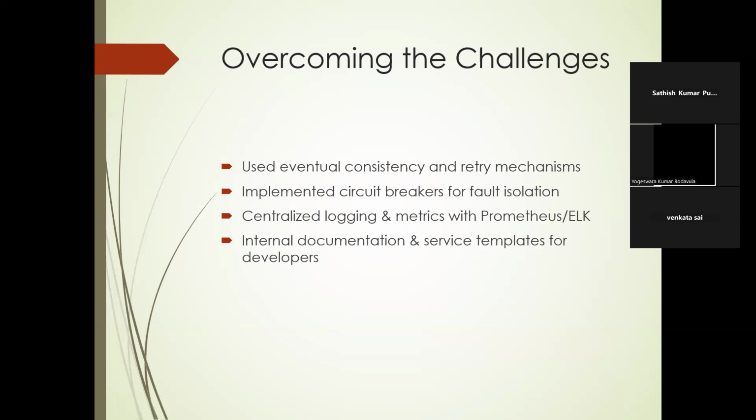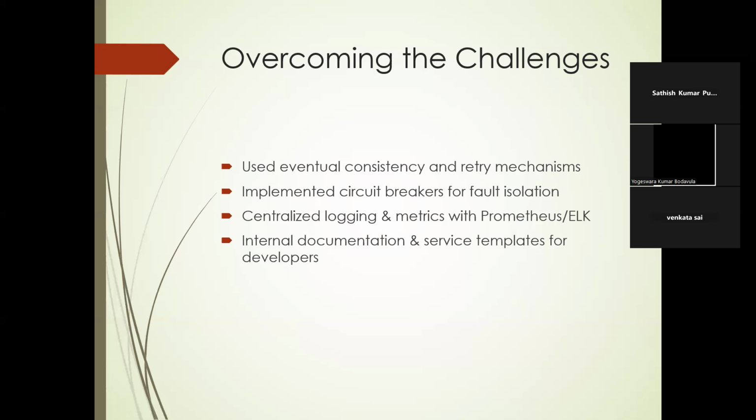In overcoming the challenges, DoorDash solves these using smart engineering practices, like eventual consistency and retry mechanisms. Instead of forcing perfect sync, the system accepts small delays and retries failed operations. Circuit breakers help isolate failing services so the whole system doesn't crash.